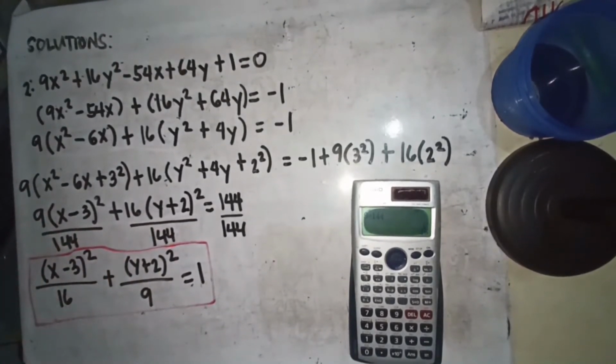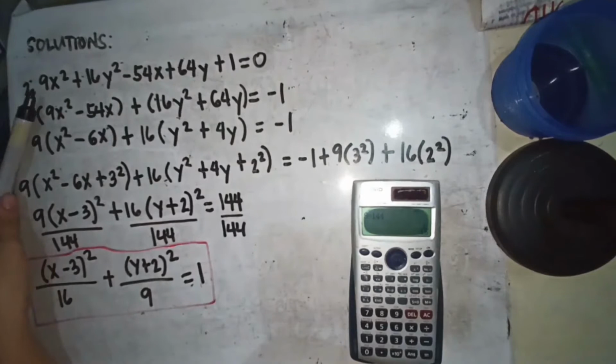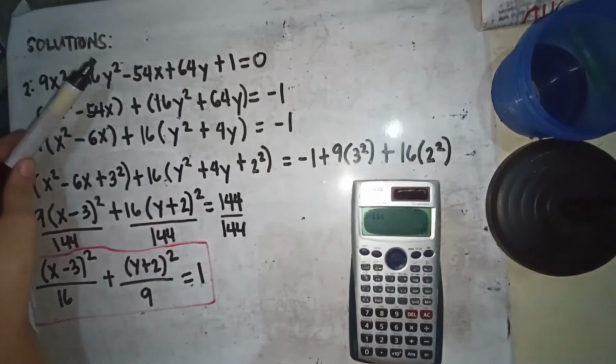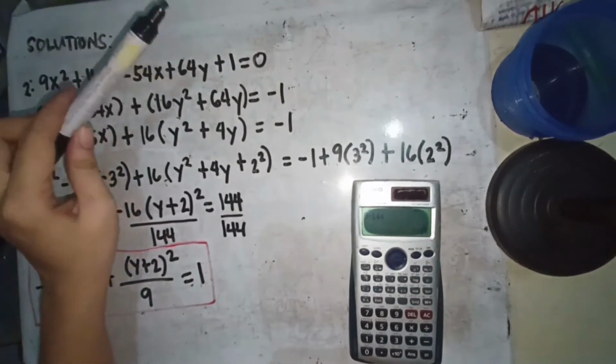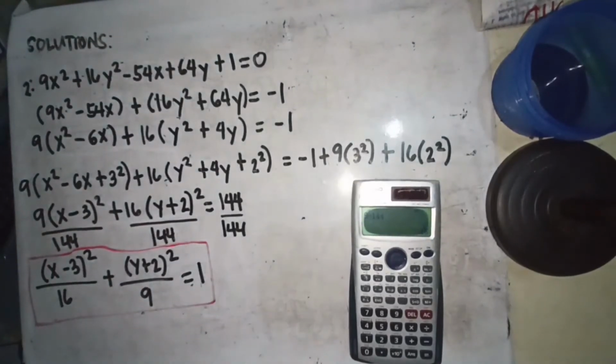Okay, so the standard form of equation of an ellipse which has the general form of 9x squared plus 16y squared minus 54x plus 64y plus 1 equals 0 is quantity of x minus 3 squared over 16 plus quantity of y plus 2 squared over 9 equals 1. So mao ni ang iyahang standard form of equation.